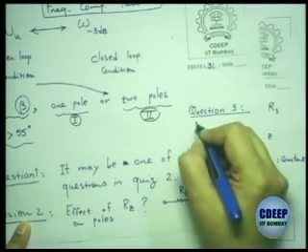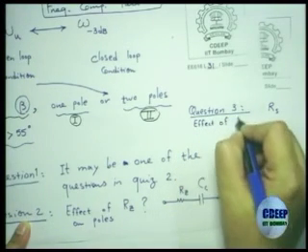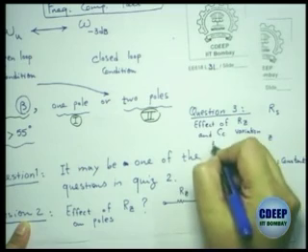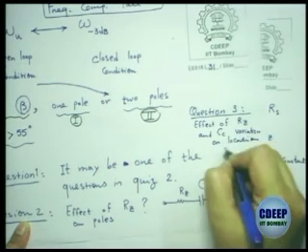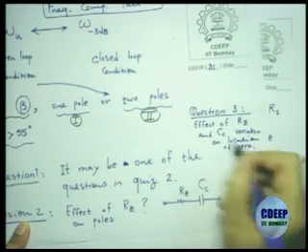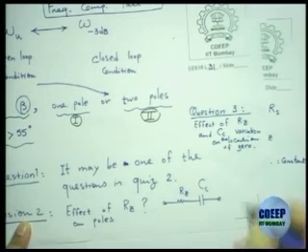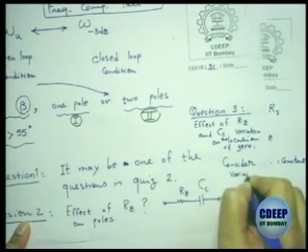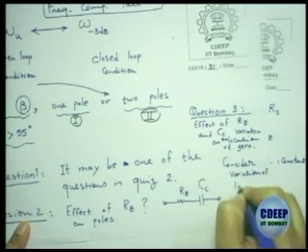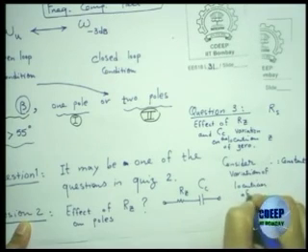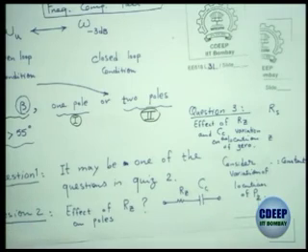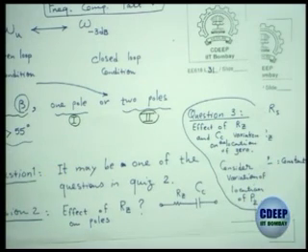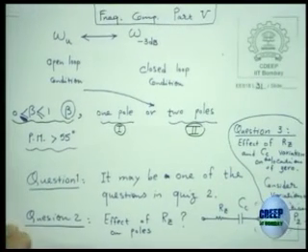Effectively, the effect of RZ and CC variation on the location of the zero. Of course, this is not independent of the location of the dominant pole. That's why I told you to also consider the variation of the location of P2, because the non-dominant pole also may be a function of CC, if CC is not very large. So these are interesting questions.